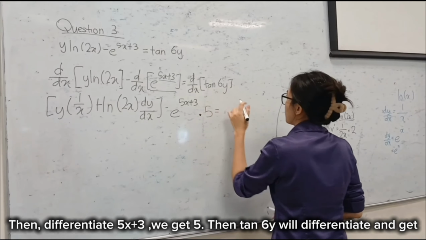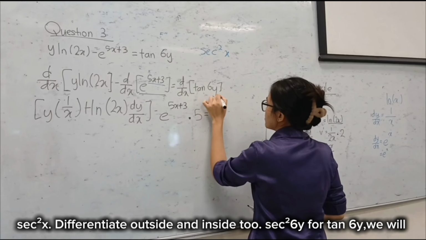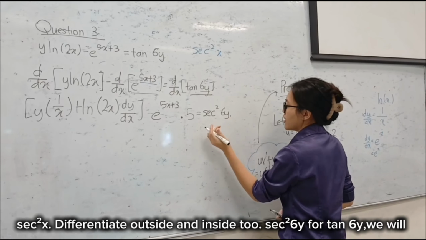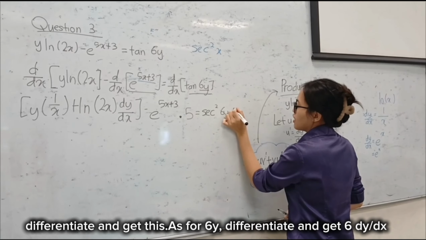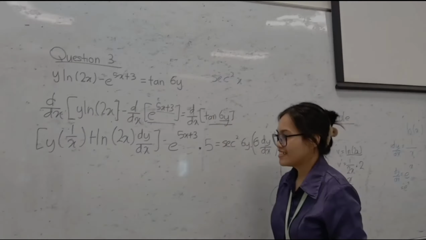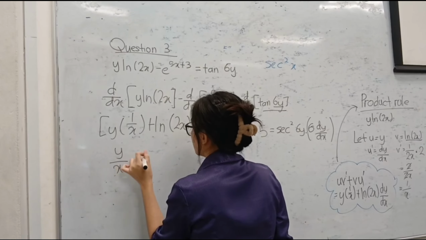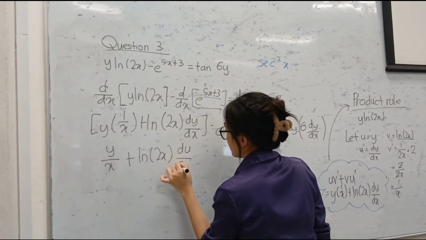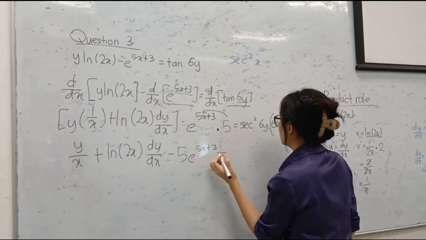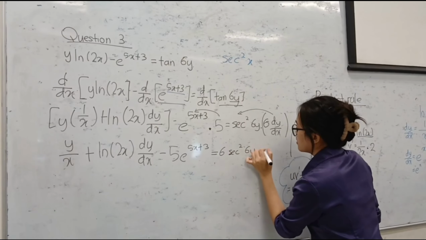So tan 6y, we will differentiate with that. Sec squared 2x. For this, we differentiate outside and inside too, which is sec squared 6y for tan 6y. We will differentiate and get this. As for 6y, we differentiate and get 6 dy over dx, because y is not constant. After that, we will multiply for every term that has the bracket, which is y over x plus ln 2x dy dx minus this will split here 5x plus 3 equal to, for this one we will multiply in, we will get 6 sec squared 6y dy over dx.